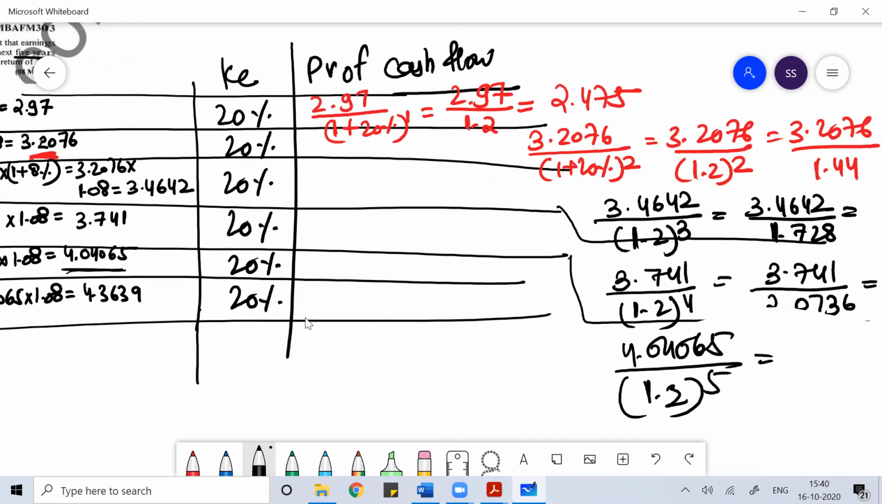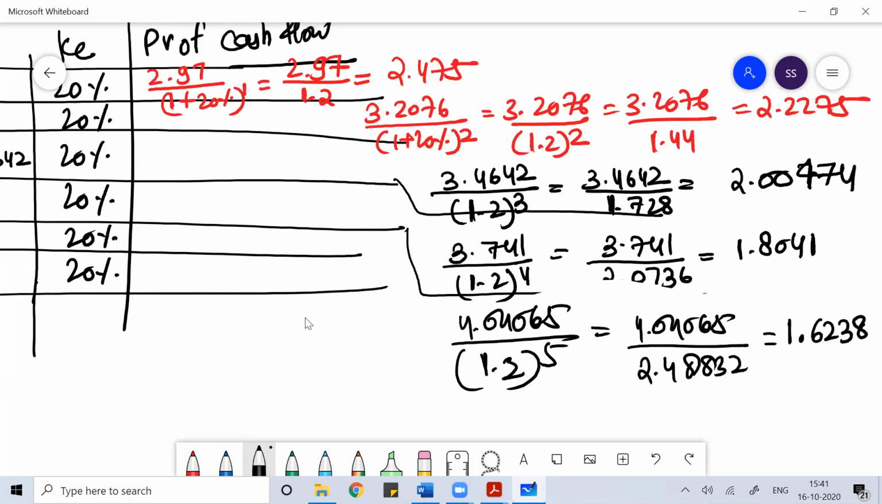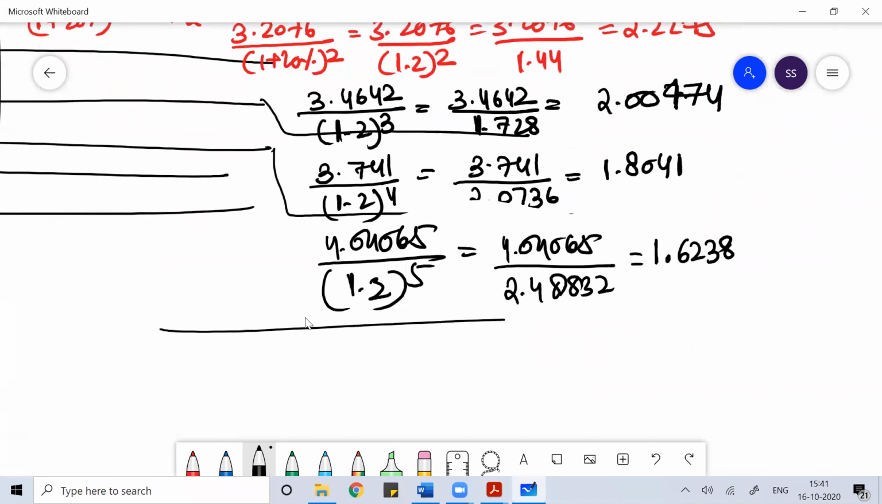So find this for the fourth year. This is 1.2 to the power 5. That is 2.48832. So this is 4.04065 divided by 2.48832. This is 1.6238. So the present value of cash flow for the supernormal growth rate, you can find the sum.